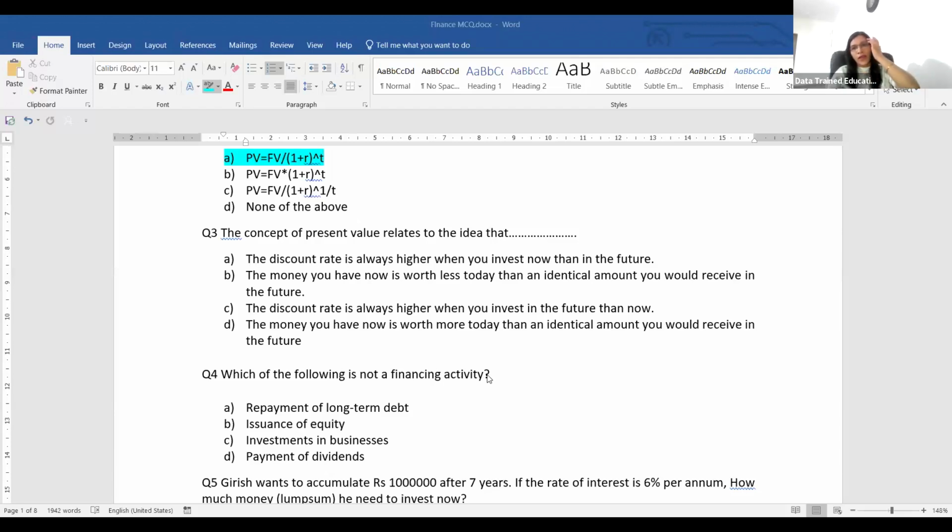Some of you have written A in question number 3. Please check your answer. No, it's not A, it's not B. It is not always correct that the discount rate is always higher. The money that you have now is worth more today than an identical amount which you receive in the future. That is the time value of money. So this one is correct. PV and FV, what we have discussed, is the idea of time value of money only.